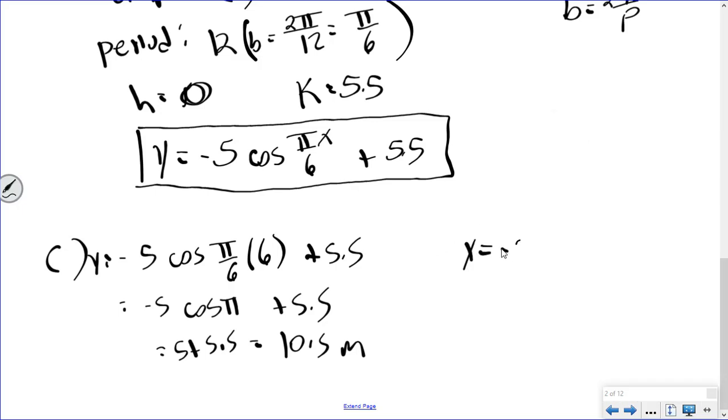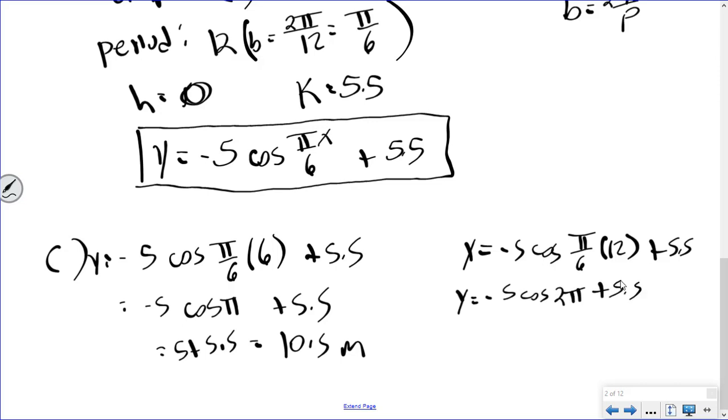y equals -5 cosine of pi over 6 times 12 plus 5.5, and then y is equal to -5 cosine of 2 pi plus 5.5, and the cosine of 2 pi is 1, so we get -5 times 1 is -5 plus 5.5, which means after 12 seconds, my Ferris wheel is back at the ground at 0.5 meters, right? Kind of like what we said would happen because it went one full period.